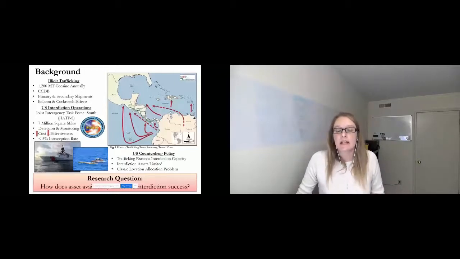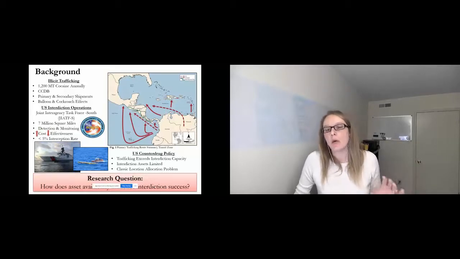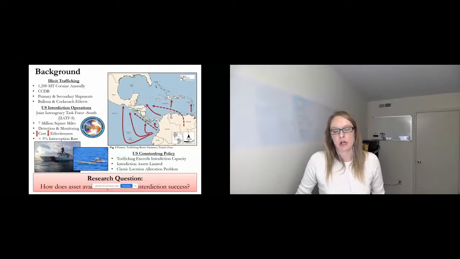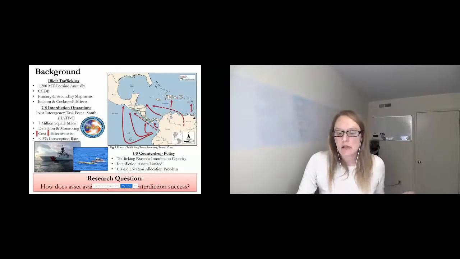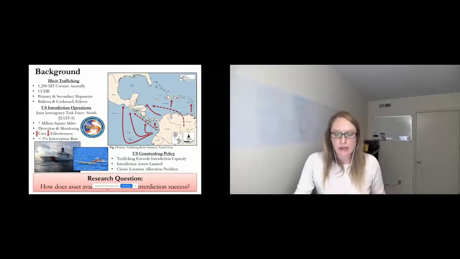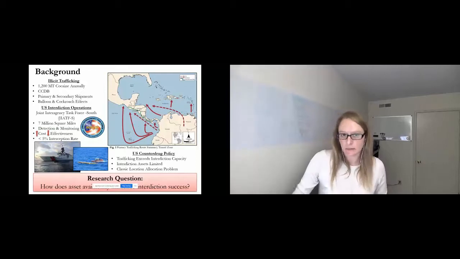But organizations like JIATF South don't use interdiction models from the spatial optimization literature because they don't meet the constraints or the objectives for interdiction operations. So how can we improve interdiction modeling in a way that influences counter-drug policy and practice? And we can start by asking, how does asset availability influence interdiction success?